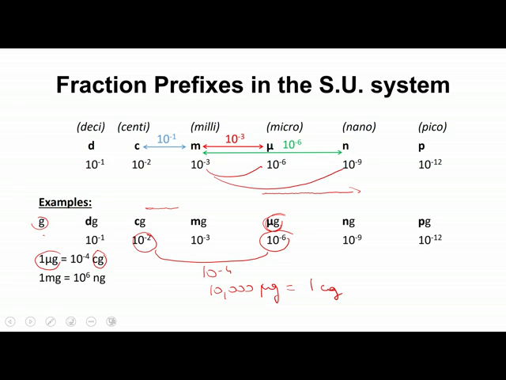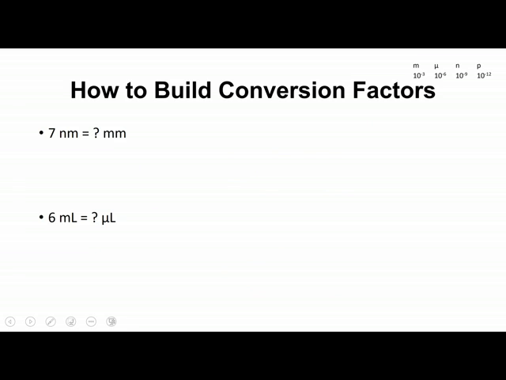Let's go through some examples here. For example, how do you build the conversion factors to convert these units? So you've got to convert 7 nanometers into millimeters. What I highly recommend is that whenever you have to do a conversion, you always write the starting units on one end and what you've got to end up with on the other end. Once you are done with that, you can build your conversion factor. Your conversion factor obviously will have to have the unit that you want to get rid of opposite to the one you're starting with.